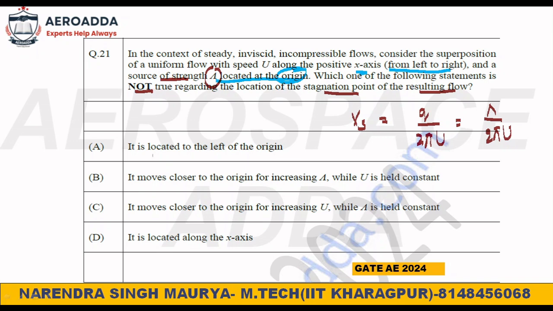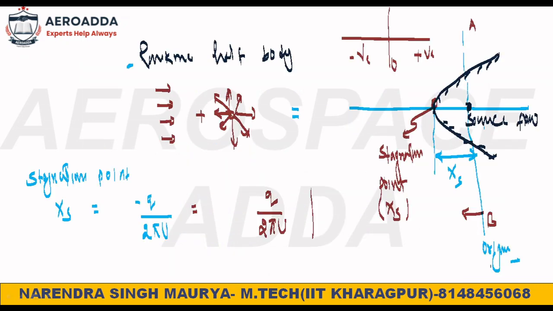Now think about it. It is located to the left of the origin. Is this true or false? Tell me. True. It is located to the left of the origin. Yes, see, this is the origin. So where is your stagnation point? Left side. This is left, and this is right. Agree? So it is true only.